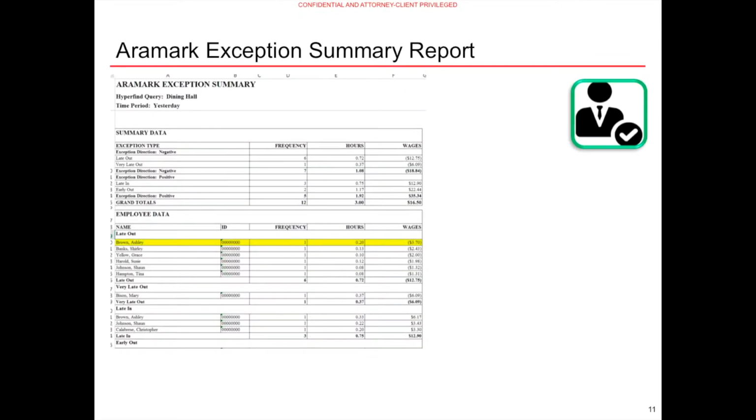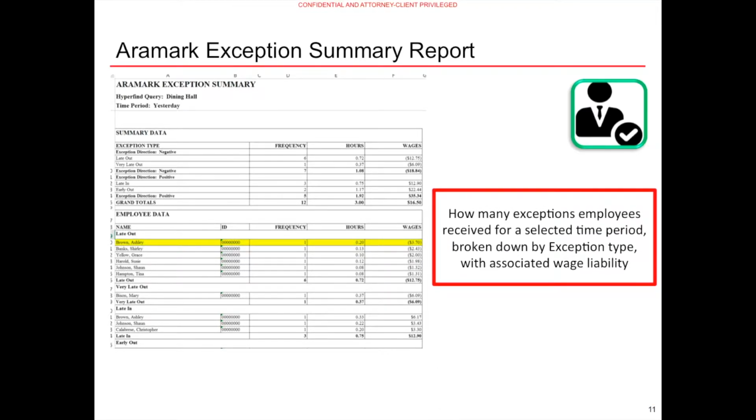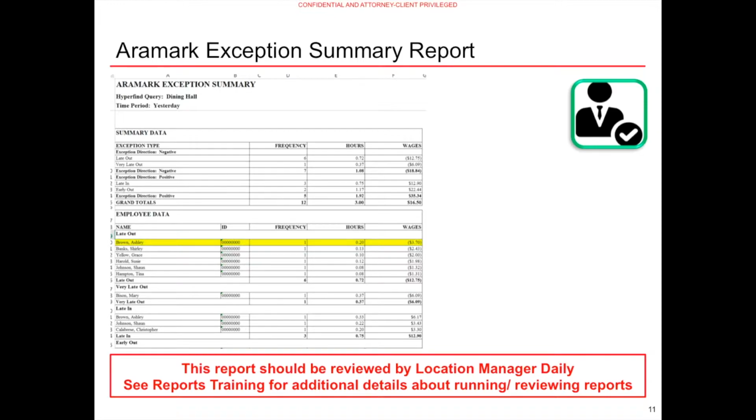The Aramark Exception Summary is a customized Aramark report that details how many exceptions employees receive for a selected time period and is broken out by exception type with associated wage liability. Location execution should utilize this report daily to understand any specific behavioral issues that need to be addressed with specific employees. Review the report's training for additional details about running and reviewing this report.